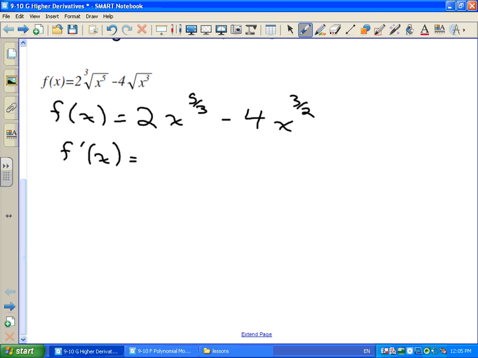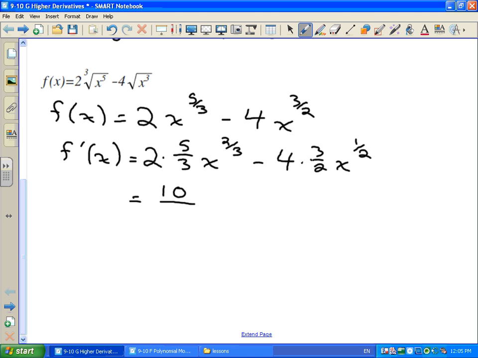f primed at x is going to be 5/3. I should do it the other order here. Keep the 2 out front because that's my constant. So 2 times 5/3 x to the 2/3, subtracting 1 from 5/3, minus 4 times, I'll get 3 over 2, times x to the 1/2. And then I can clean this up a little bit. 10 over 3 x to the 2/3 minus 6 x to the 1/2.